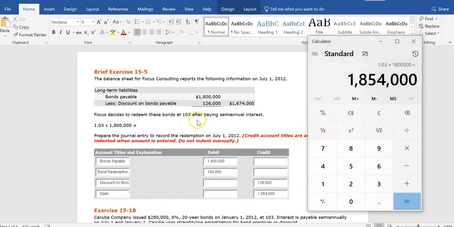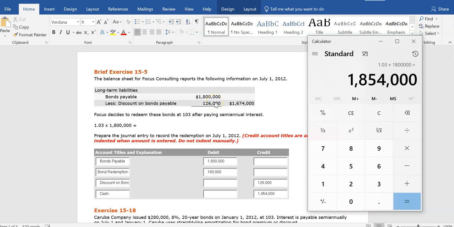Essentially what we are doing is paying $1,854,000 for a liability with a carrying value of $1,674,000. We are paying more cash than what the liability is for. And the reason we're having to pay more than what the carrying value of the liability is because we are buying these bonds back early before they mature. And so bond holders who had expected to hold onto these bonds and receive interest through the end of the life of the bonds won't receive that interest.